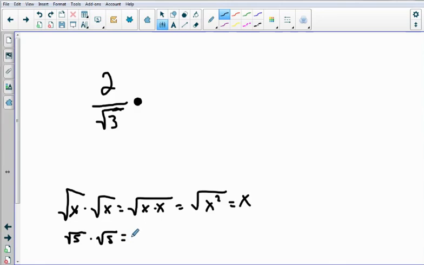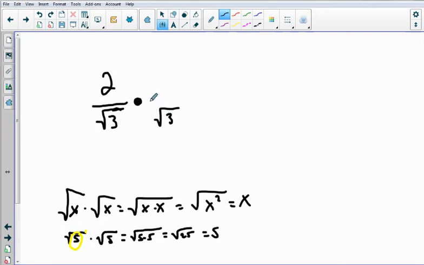That is equal to the square root of 5 times 5, which is equal to the square root of 25, and of course the square root of 25 is just 5. So what that means is if we want to get whatever is underneath the radical by itself, we just multiply the whole thing by itself. Square root of 5 times square root of 5 is 5. So what I want to do is end up multiplying this by the square root of 3. So I know that the square root of 3 times the square root of 3 is going to be 3.